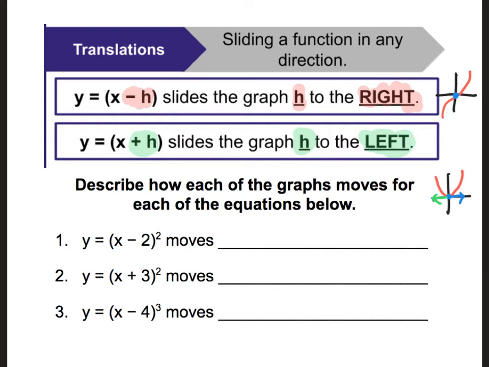So for my first three, we need to describe how each of the graphs moves for each of the equations below. My first one, we have y equals x minus 2 squared. Notice we have a minus 2. And if we have a minus h, that moves it h to the right. In our case, h is 2, so this is going to move my graph 2 to the right.